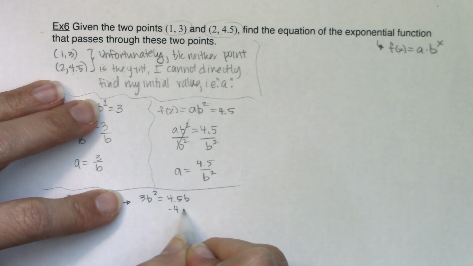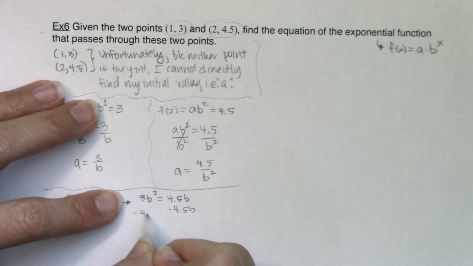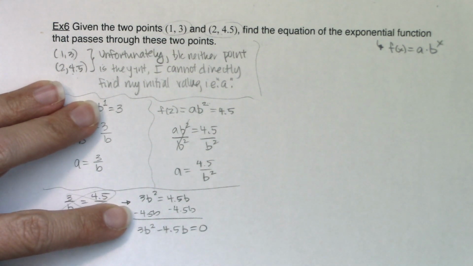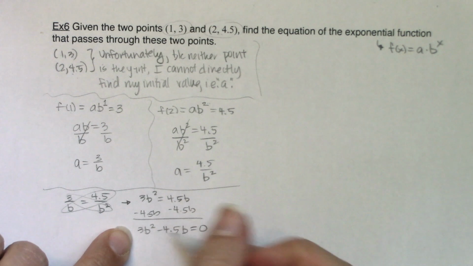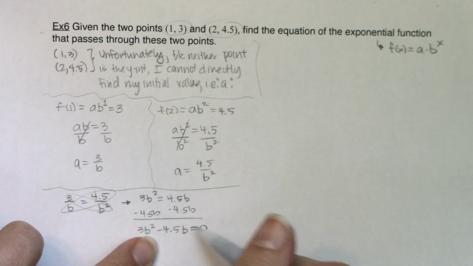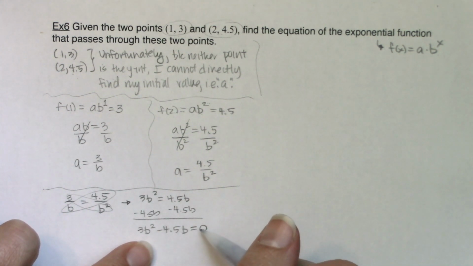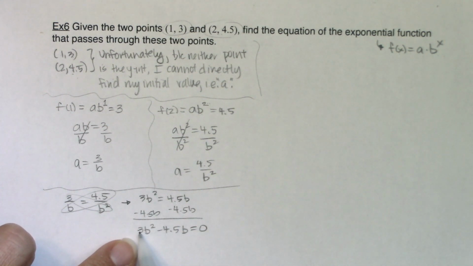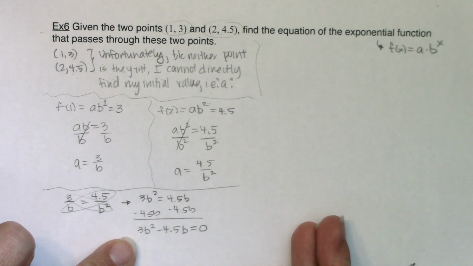So if I subtract 4.5b from either side, I'm looking at 3b squared minus 4.5b equals 0. Now again, if you're not loving factoring, because some people don't, not a problem. You are more than welcome to use the quadratic formula. You could let a equal 3, b equal negative 4.5, c equal 0.